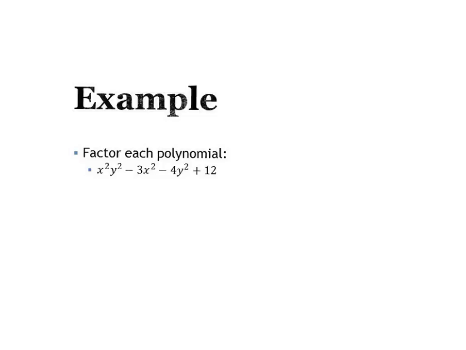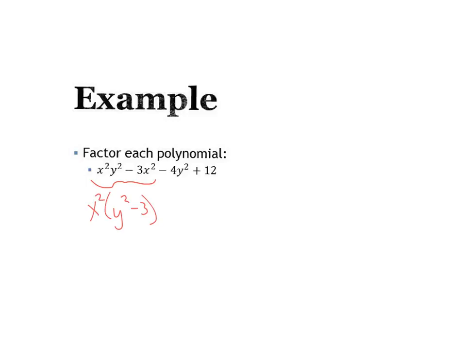I'm going to look at the first two terms. By the way, it doesn't have to always be the first two and the last two, but typically textbooks are pretty nice about giving it to you that way. From these first two terms, do they have a greatest common factor? Well, they have an x squared. So I'm going to factor out an x squared, which is going to leave me with y squared minus 3.